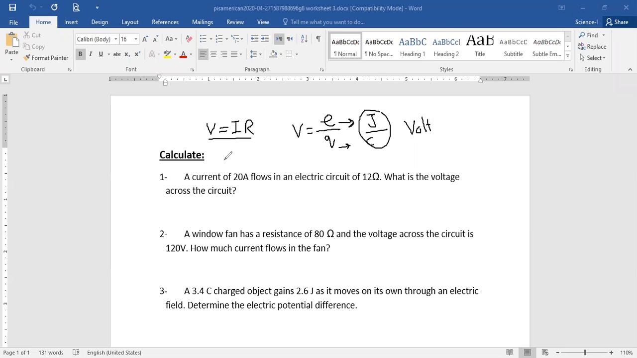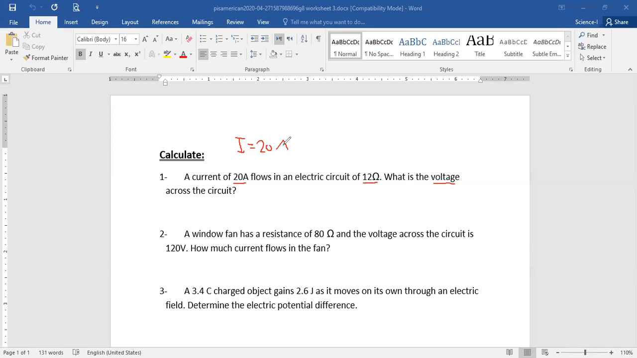Okay, let's take an example. Let's go through the question, guys, to understand. Let's start with the first question. A current of 20 ampere flows in an electric circuit of 12 ohm. What is the voltage? So here, what are the givens? The current is given, I equals 20 ampere, and the resistance is also given, equal to 12 ohm. So he asks about the voltage.